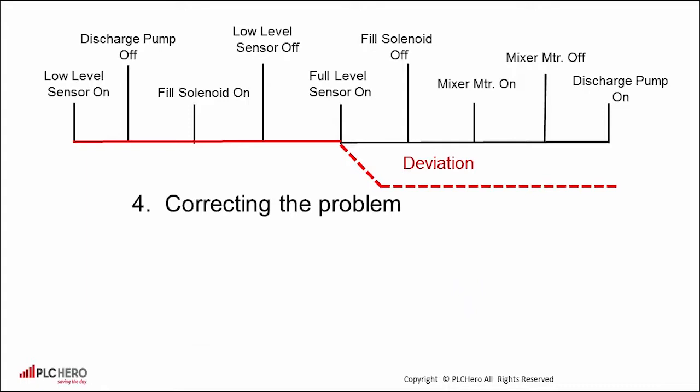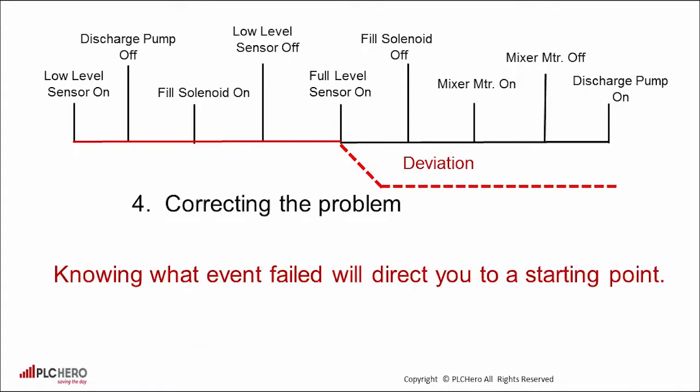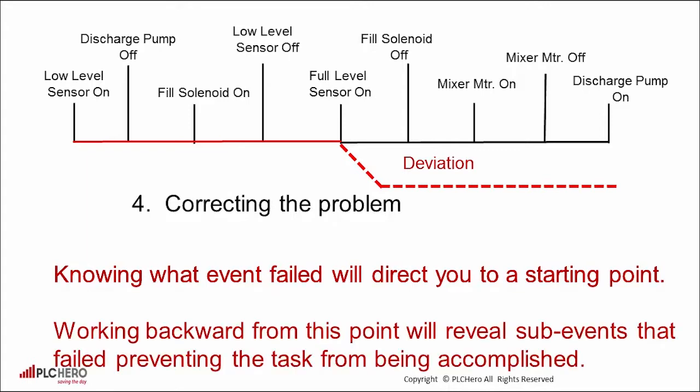Correcting the problem. Knowing what event failed will direct you to the starting point. Working backwards from this point will reveal the sub-events that failed, preventing the task from being accomplished.